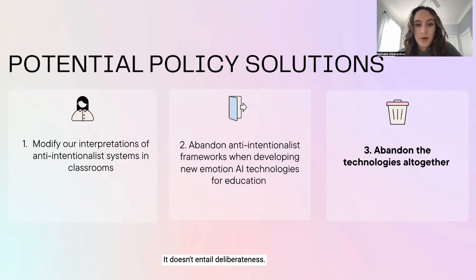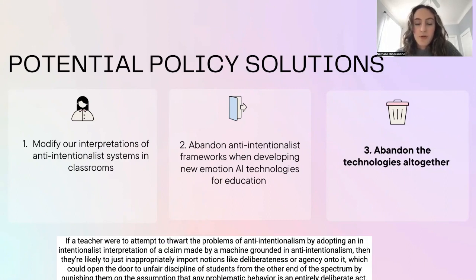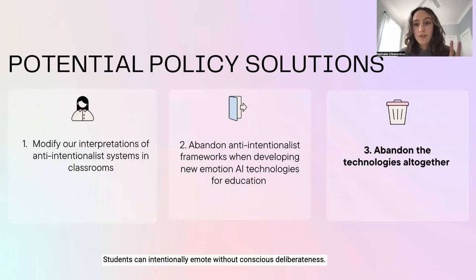It doesn't entail deliberateness. If a teacher were to attempt to thwart the problems of anti-intentionalism by adopting an intentionalist interpretation of a claim made by a machine grounded in anti-intentionalism, then they're likely to just inappropriately import notions like deliberateness or agency onto it, which could open the door to unfair discipline of students from the other end of the spectrum by punishing them on the assumption that any problematic behavior is an entirely deliberate act. Students can intentionally emote without conscious deliberateness.